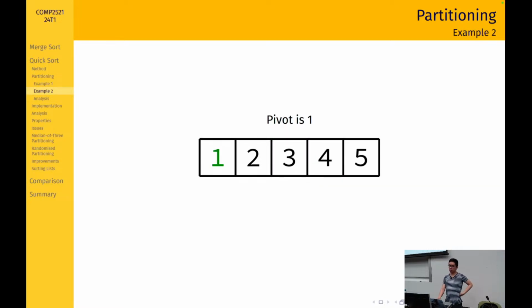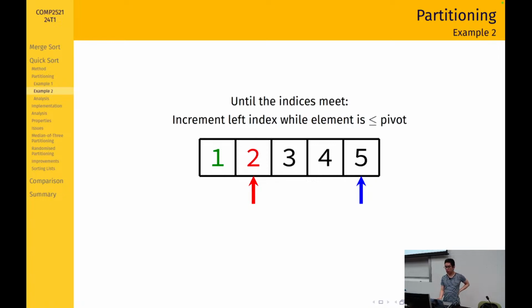Okay, here's another example, a more interesting example where the array is actually sorted. We're going to take the leftmost element as the pivot again, so the pivot is 1. We create our left and right indices. Now we take the left index and increment it while the element is less than or equal to the pivot, but this element is not less than or equal to the pivot already, so we stop.